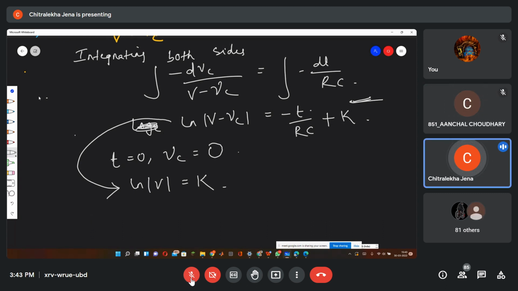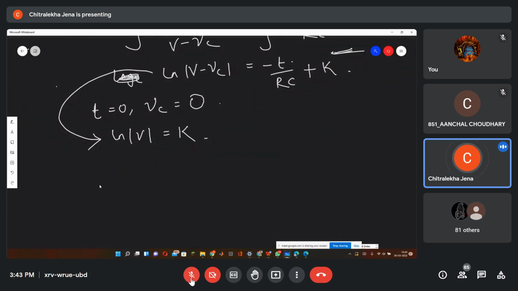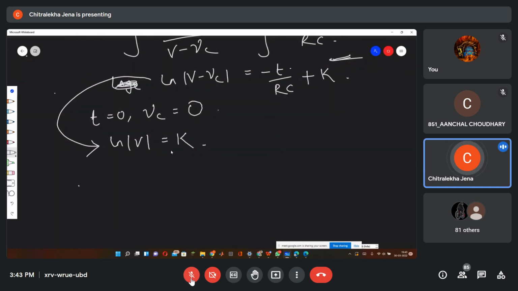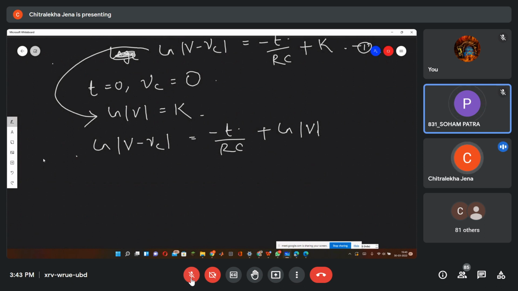So now you will substitute. This will be substituting here. Take this as equation 2. Substitute here. You will get ln V minus VC is equal to minus T by RC. K is your integration constant, that is equal to ln V. Okay, am I clear to this step? Yes, ma'am. Okay, very good.